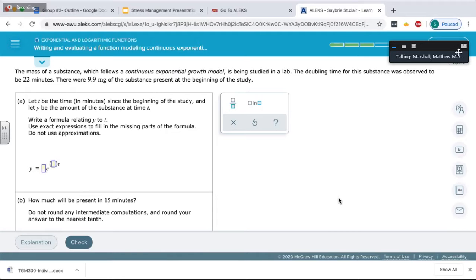Okay, so this is doubling. The 9.9 at the beginning is the initial. Doubling time is 22 minutes, and then the last one is 15 minutes. All right, no problem.